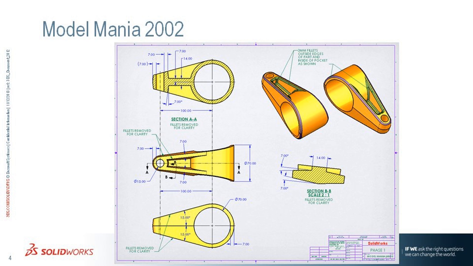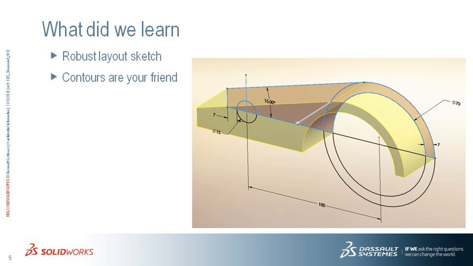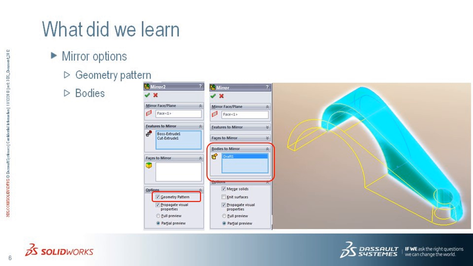So let's go back to the PowerPoint and take a look at what we learned there. A couple things, like I mentioned earlier, a robust layout sketch is important. It really helps you control your model. Contours are your friend. If you're not using them today, save yourself the time of having to do a lot of trim work or whatever. Use the contours. They're a great tool. Mirror options, make sure you understand what geometry pattern is. That can help you, or mirroring the bodies like we did there at the end. That can be very useful as well.